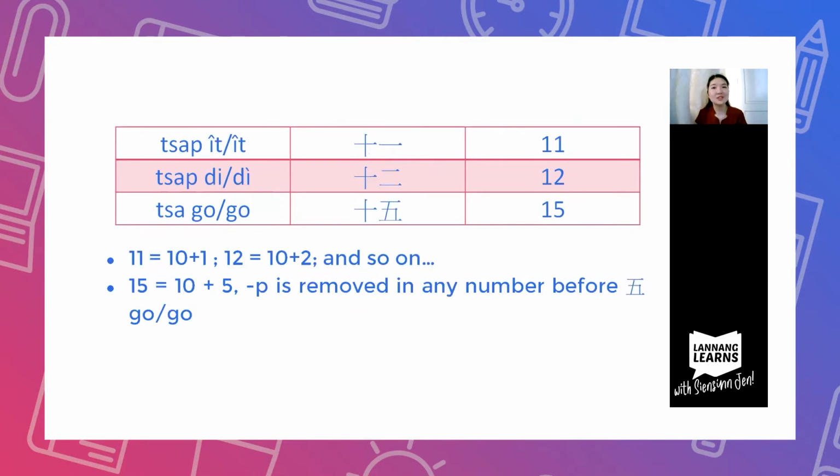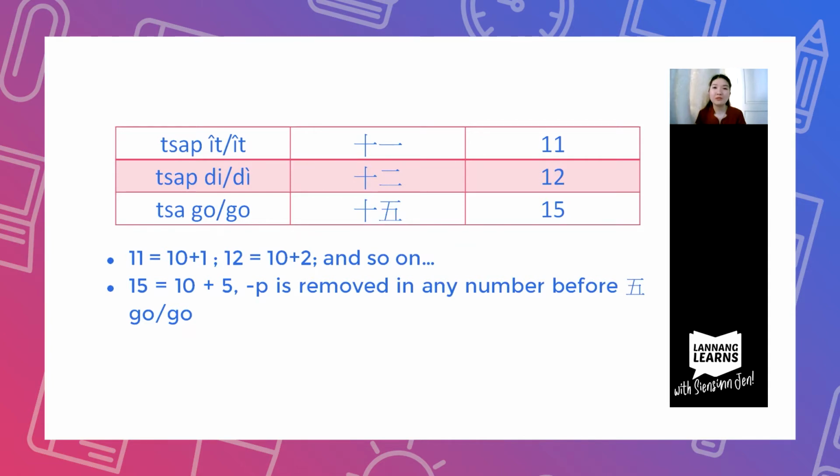Now let's move on to the numbers that are more than 10. When a number is more than 10 and under 20, we use the following rules. We put the number 10 first, and then we add the number that succeeds it. For example, for 11, we do 10 plus 1. So that's zap, and then it, zap it.